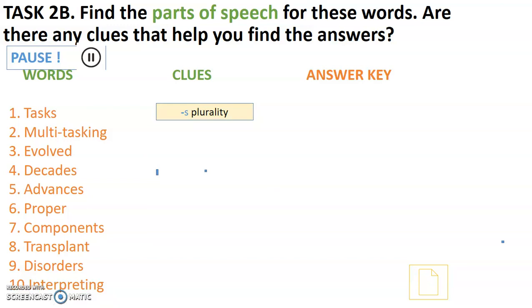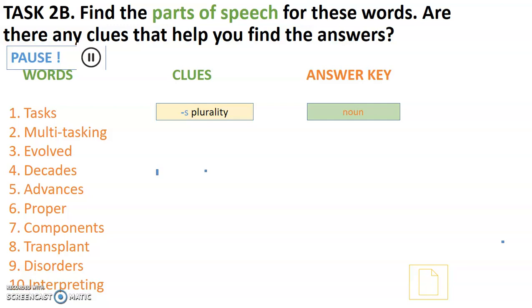So you see there is S at the end of this word. It is the plurality suffix. So the answer for this reason should be a noun. Task, the word task, is a noun. And we understand it because it can take the plurality suffix at the end, right? So please pause the video right now and do the rest.